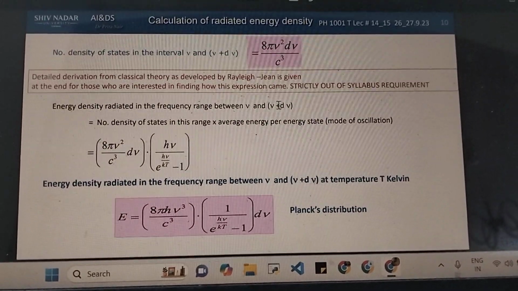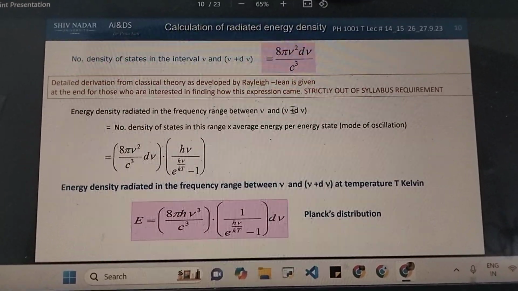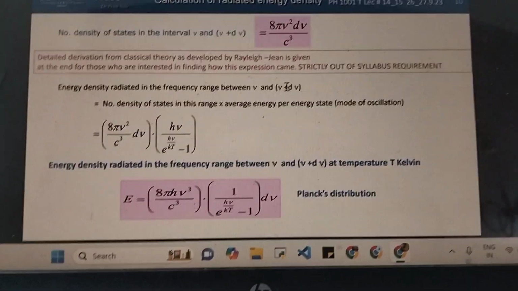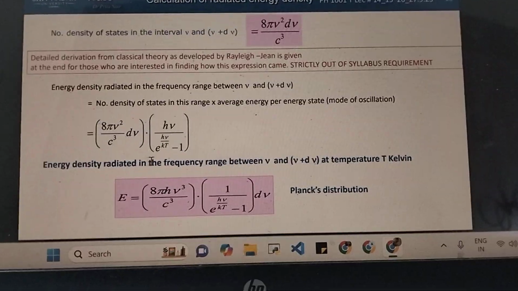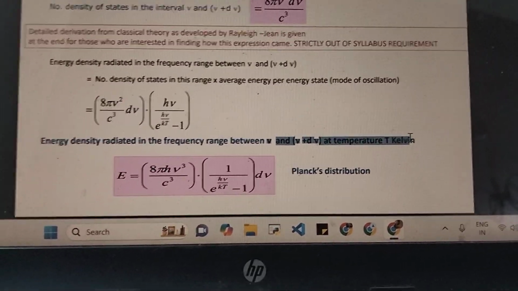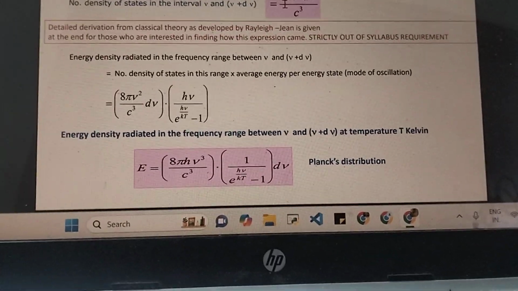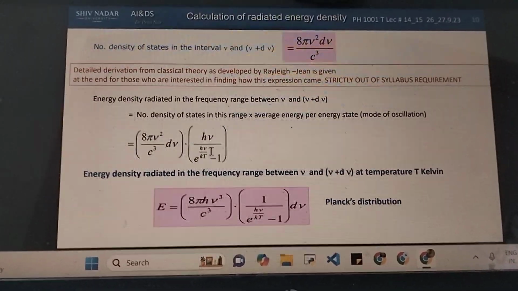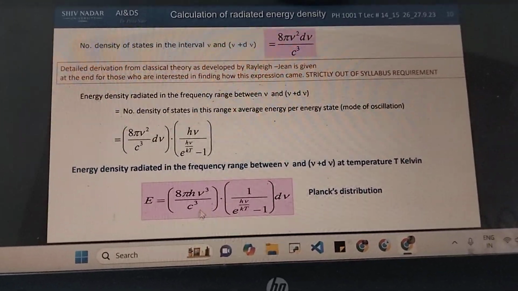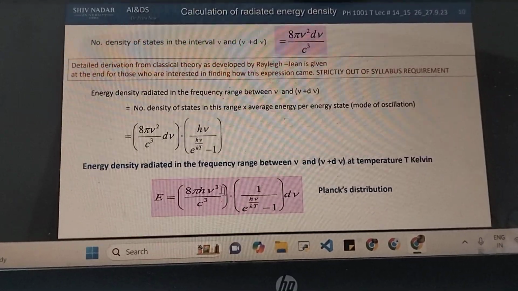We have the number of allowed states and the average energy per energy state. You multiply both, and you will get the total energy between nu and nu plus d nu at temperature T Kelvin. So multiplying what and what? Multiplying this expression which was just given to us and this which we derived in the previous segment. You multiply both, you will get this expression, and this is the expression for energy in terms of frequency and temperature.